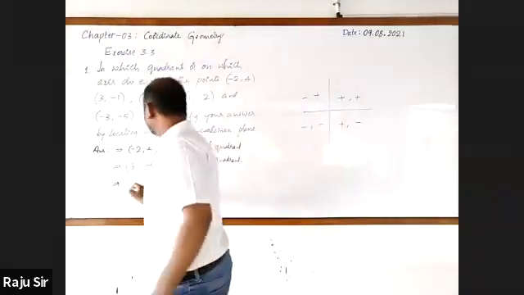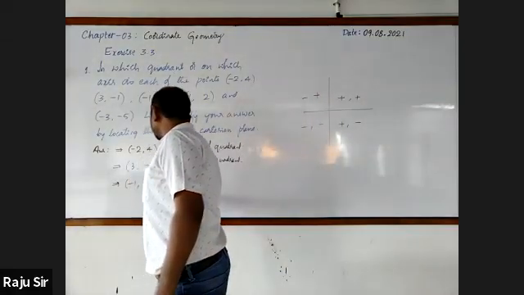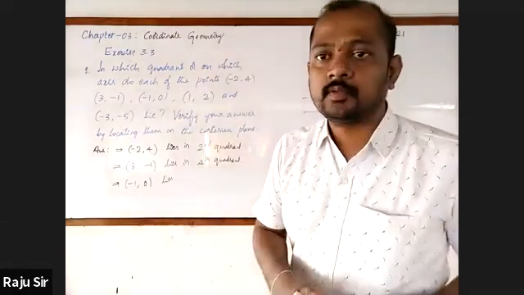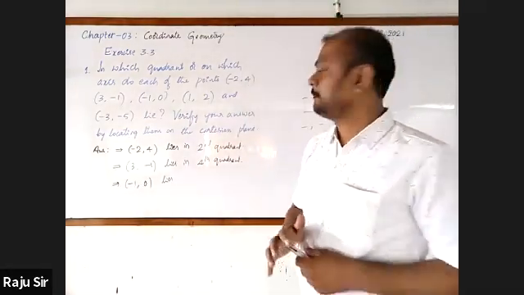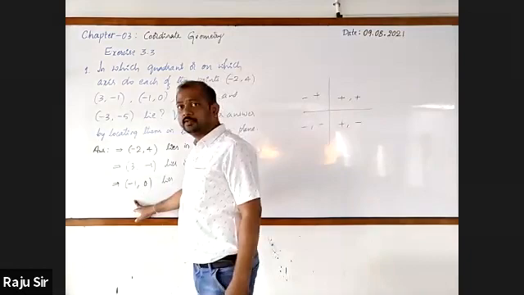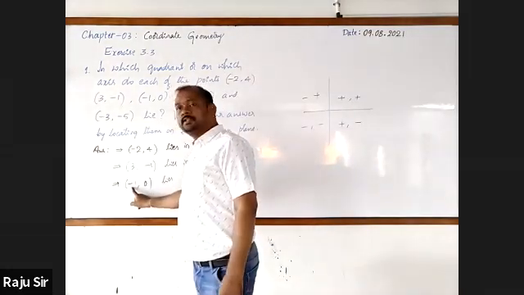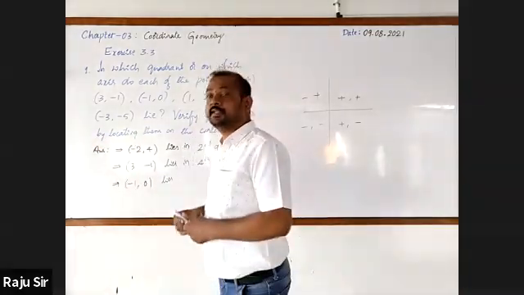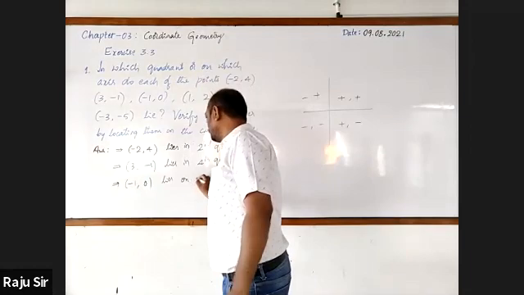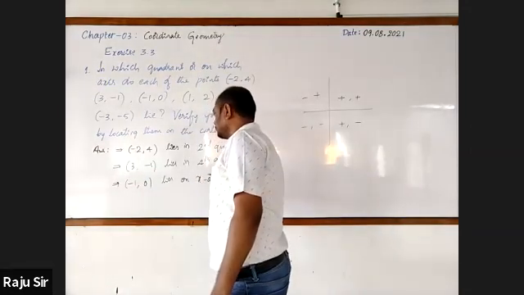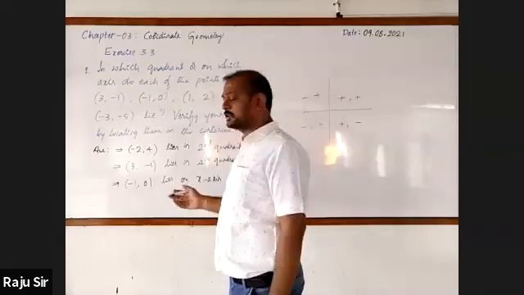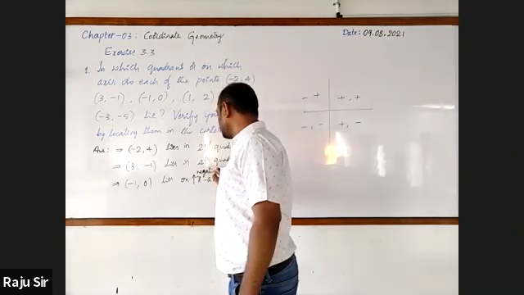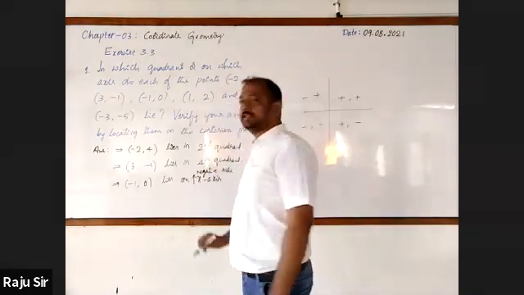Manasa, next one: (-1, 0). Where does it lie? It is in the form of (x, 0), so it lies on the x-axis. That is, it lies on the negative side of the x-axis.